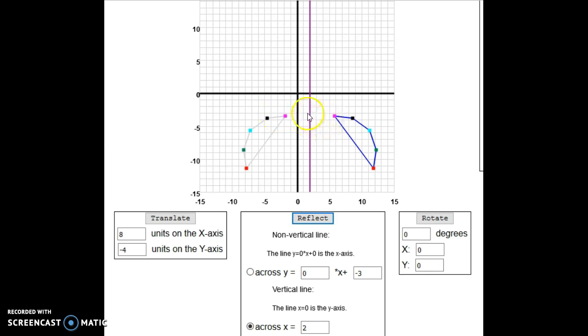Okay, so this is a reflection across the line x equals 2. And again, x equals 2 means that it crosses the x-axis at 2. So that purple line is your line of reflection, and we have flipped it across that line.